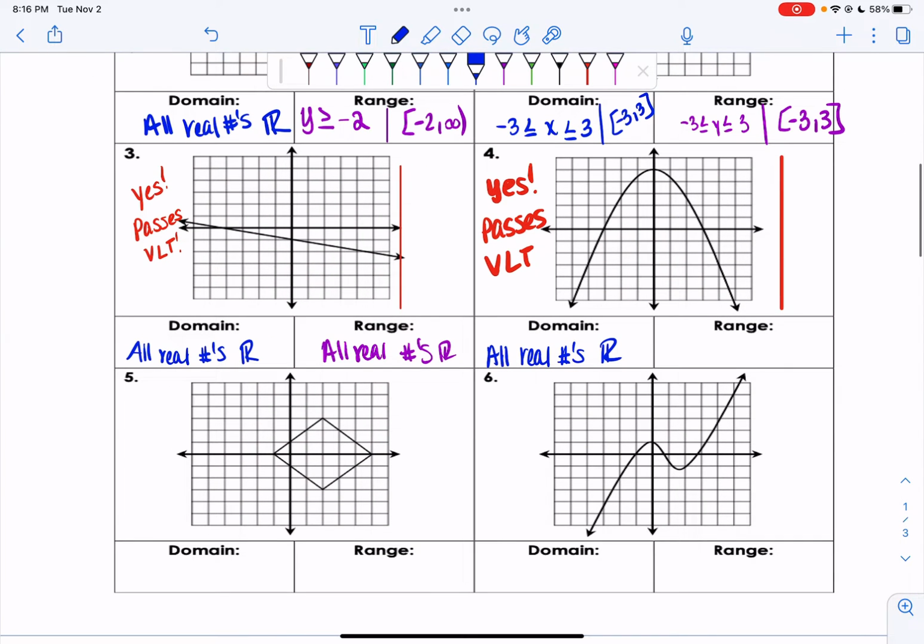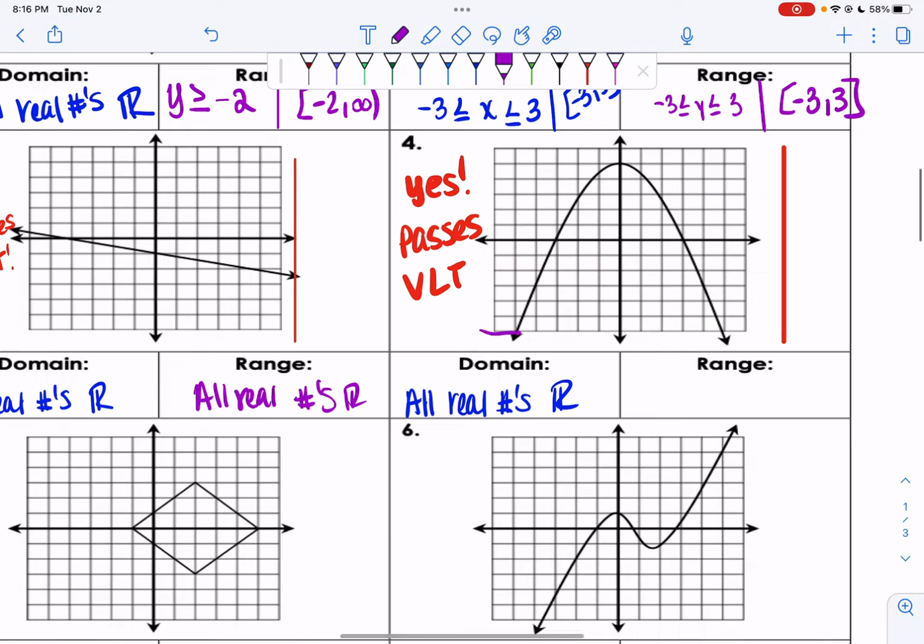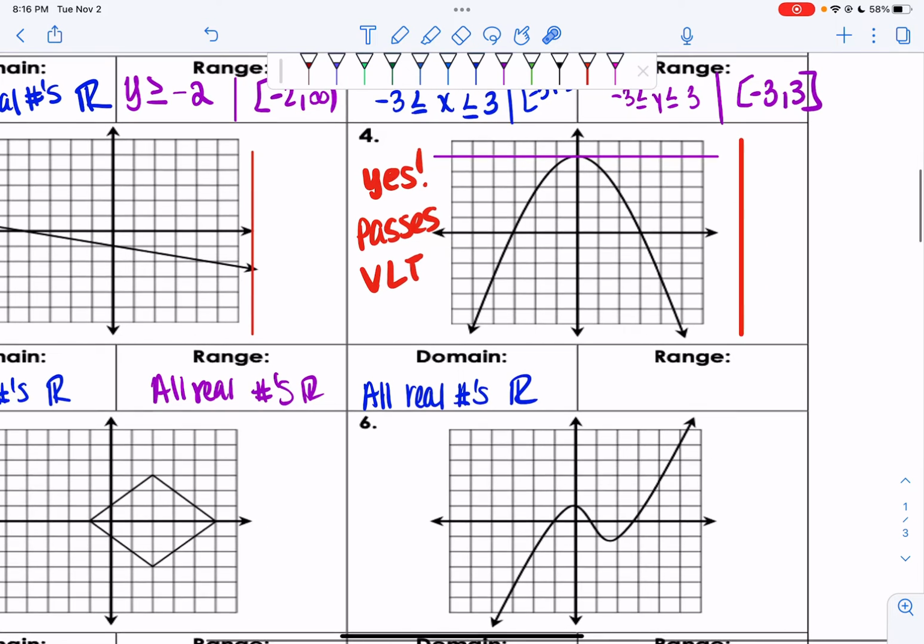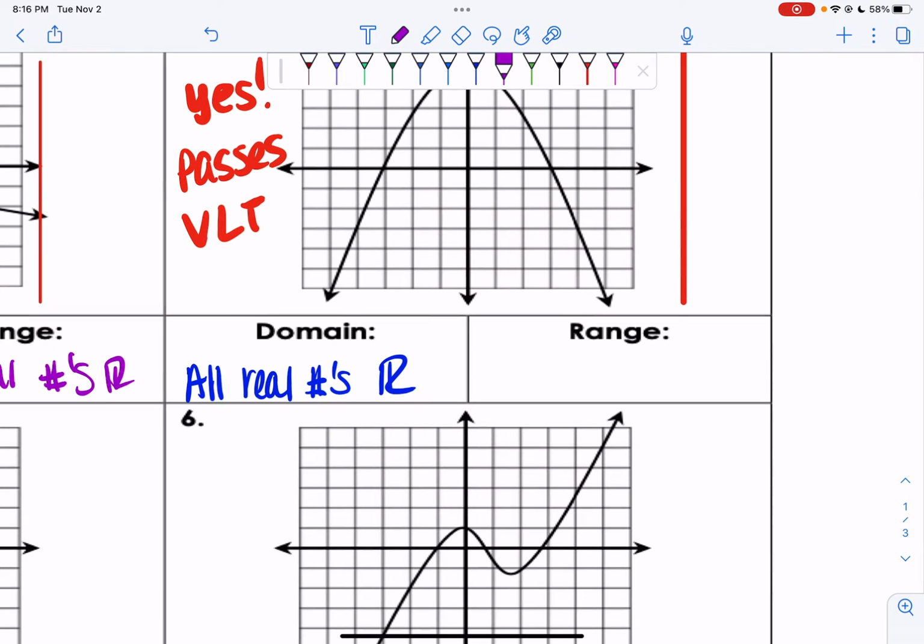Now your range. I look to see how low. Well, if we look, my graph is going on forever and ever downward. Now I see how high, and I stop here. This y value is 1, 2, 3, 4, 5. So my 5 is my highest value. So I can say that my range is going to be y less than or equal to 5, or negative infinity to 5.